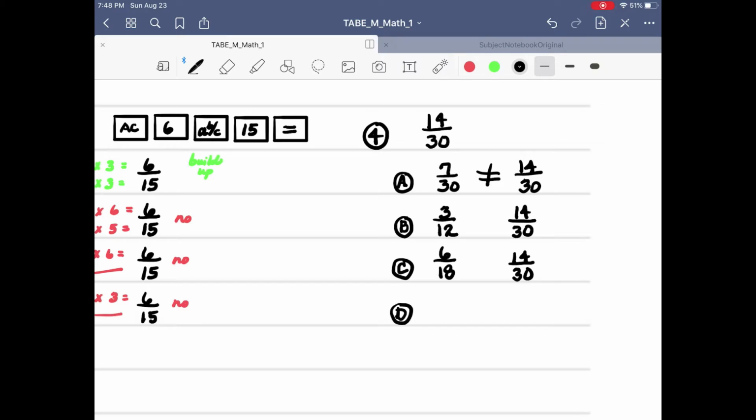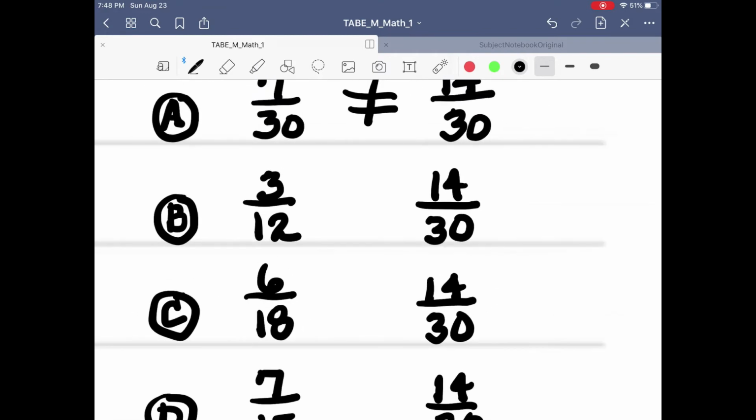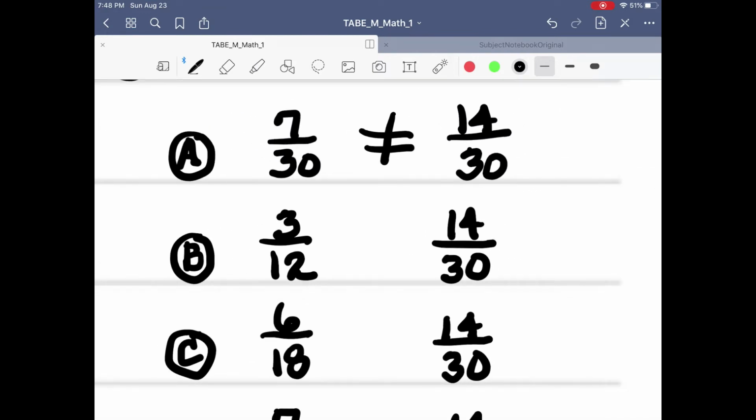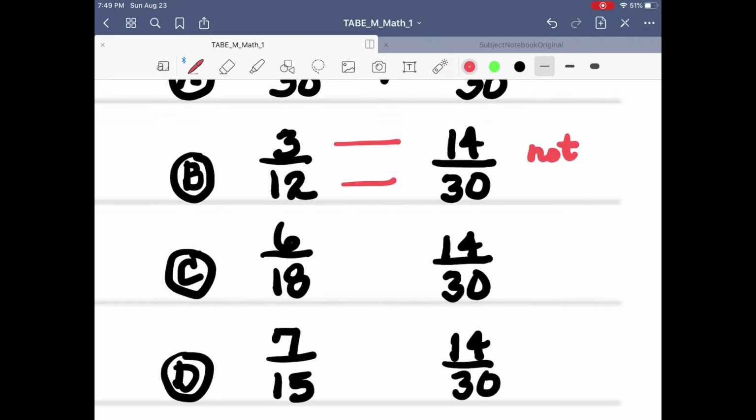6/18ths and 14/30ths, and then 7/15ths and 14/30ths. So we know it is not A. Let's try B. So I'm looking for 3 times something. I'm building up, and there's nothing that would give me a 14. Just like with the 12, there's nothing there that would multiply up to 30. So this is not the one I want.